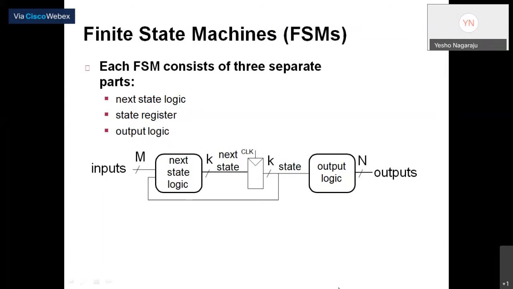So what do we see in an FSM? Next state logic, memory element, and output logic. Can you say which are memory elements and which are combinational elements? That's very easy. The blocks that are triggered by the clock are the memory elements, the registers which store the state. The ones which are driven by certain inputs and generate certain outputs are combinational blocks. So the next state logic and the output logic here are combinational blocks, and the state register is the actual memory element.